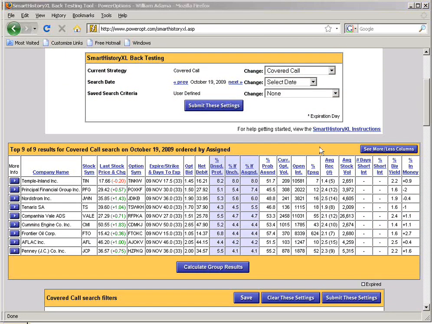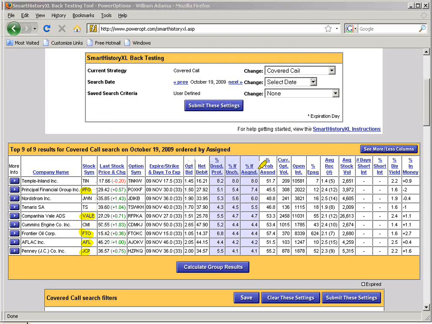Okay, now here we go. There's Vail. That was one of the ones that came up on our real-time search when we just pulled up in the basic search. Here's Aflac again. I've got JCPenney, Frontier Oil, PFG, some good name stocks here. But we had an earnings date between now and November expiration.